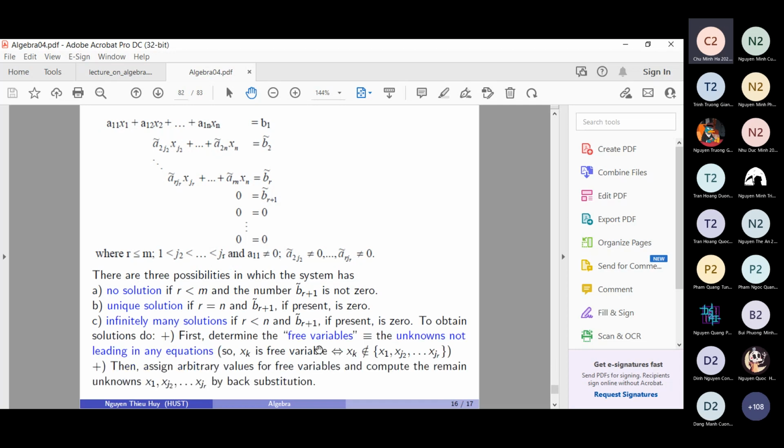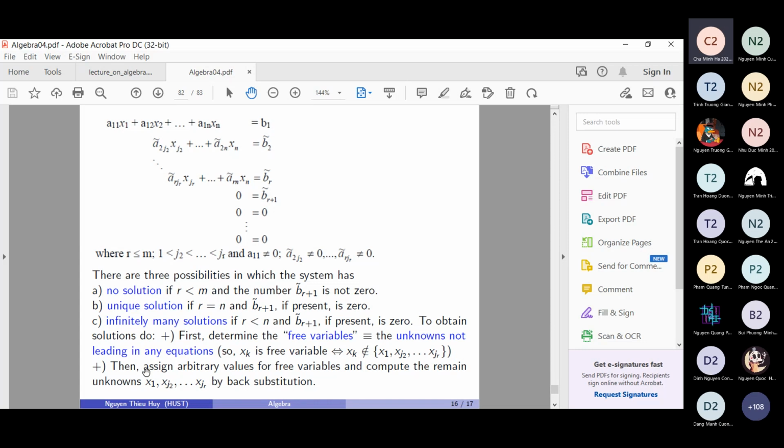Good. So this is the way that we have to work when we want to solve for solution in the case C, that the system has infinitely many solutions.